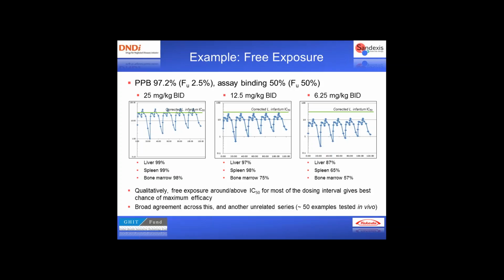And so far, I think we've got reasonably broad agreement across both of these templates that if we can target free exposure around or above the in vitro IC50 for most of the dosing interval, that's going to give us the best chance of really hitting the maximum efficacy up in the greater than 95% range. Now, that's not to say that this kind of relationship will hold true for every series, but it's certainly an observation that we found, and certainly using the tool in Excel has been extremely helpful to help us understand that.